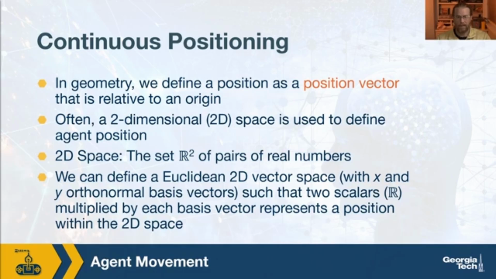But in the case of continuous positioning, what we want to do is leverage our understanding of geometry. And so we're going to use a position vector that's relative to an origin. So we're going to have a coordinate system. And most often we would be working with a 2D coordinate space or vector space for our representation of positions in our game world. And so that's how we would go about saying an agent is at a particular XY location in 2D.